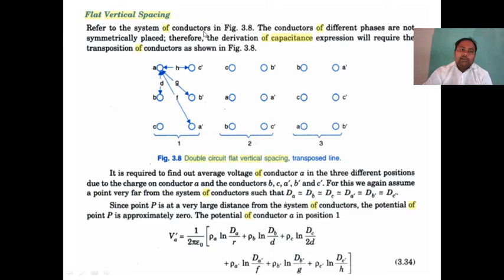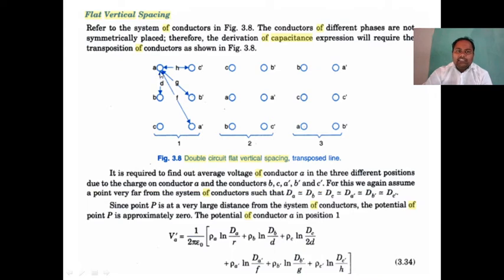So this is a diagram. Refer to the system of conductors. The conductors of different phases are not symmetrically placed. Therefore, the derivation of the capacitance expression will require the transposition of conductors as shown in the figure. So we are using transposition. I have explained it clearly.